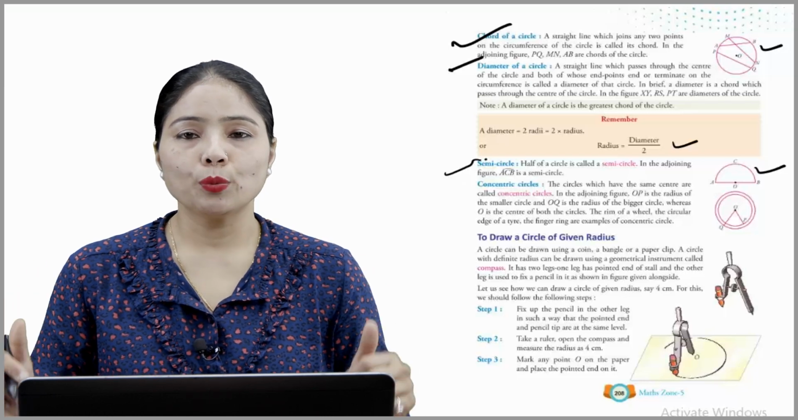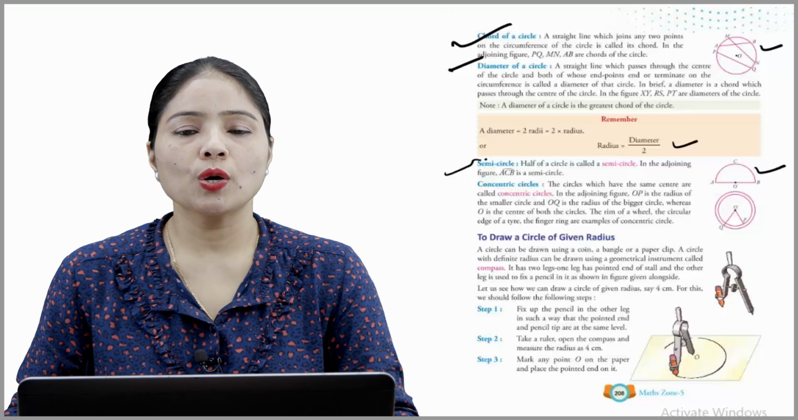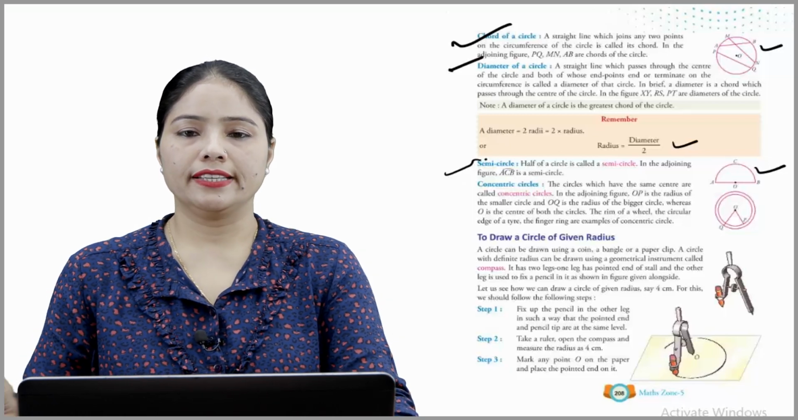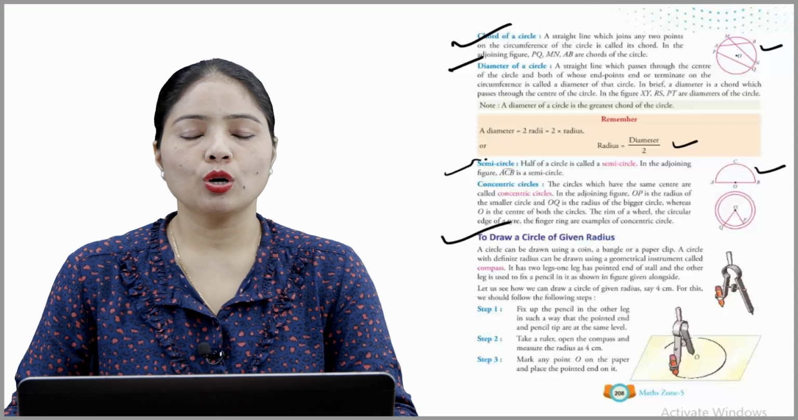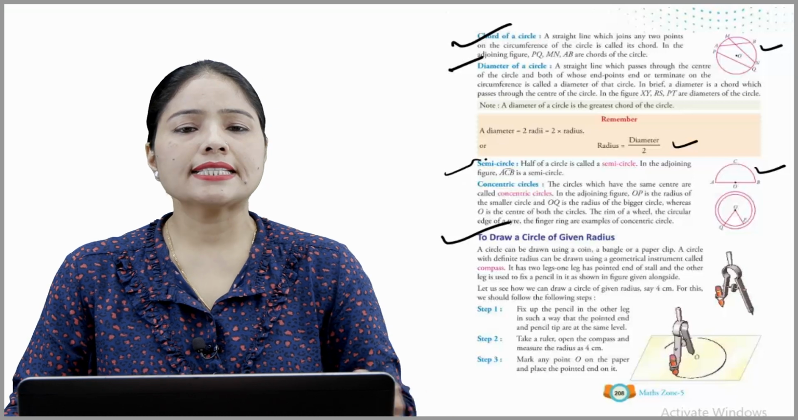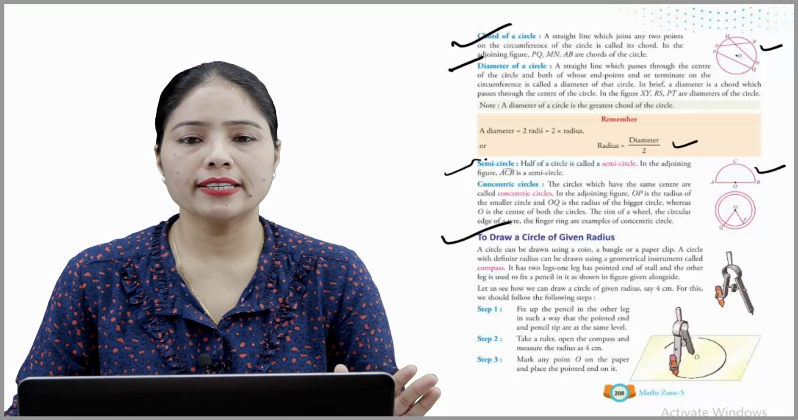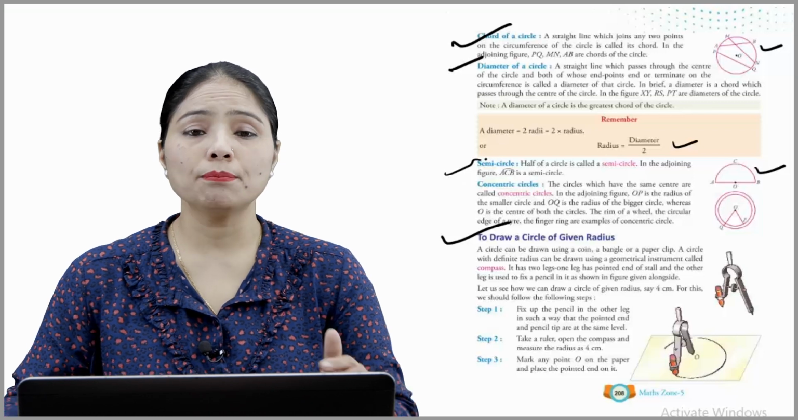Okay beta, I hope you understood well. So now move on to draw a circle of given radius. A circle can be drawn using a coin, a bangle or a paper clip. A circle with definite radius can be drawn using a geometrical instrument called compass.